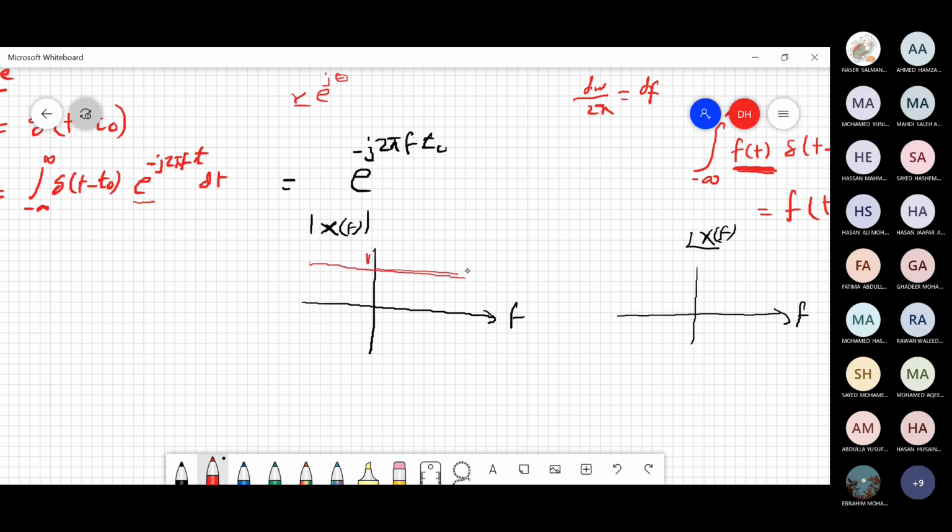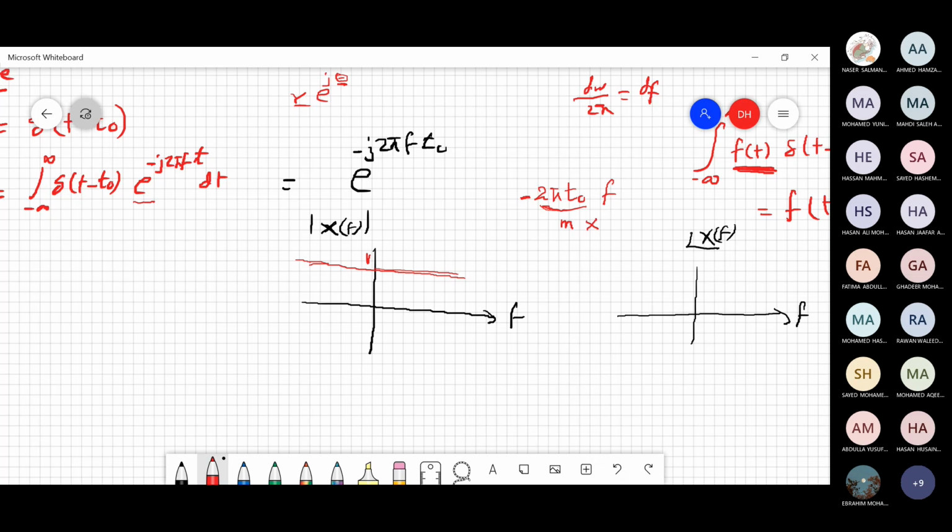Okay, what about the angle? Notice that the magnitude is always even, so whatever we have on the right, we have on the left. Now the angle is whatever we have here, so the angle is equal to 2 pi t naught multiplied by f. This angle is a function of f, so it is the same as n multiplied by x, where this is the slope of the line and this is f. And don't forget, we have a minus here.